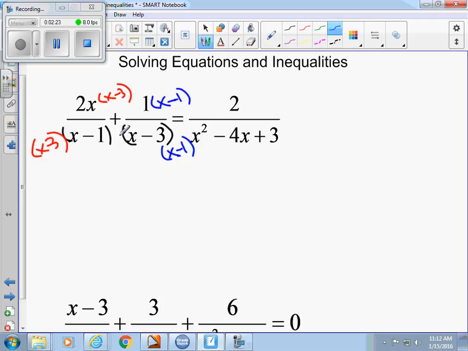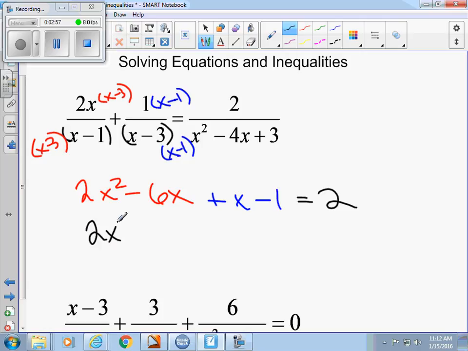So I get 2x squared minus 6x plus x minus 1 equals 2. Now, notice I didn't write the denominator, but if they are truly the same, then would I need a denominator anymore? No, so I'm going to ignore the denominator. It's not gone. I'm just going to ignore it just for a minute.